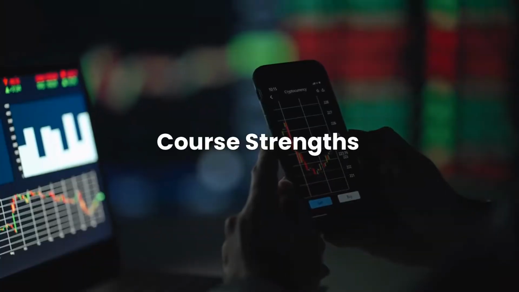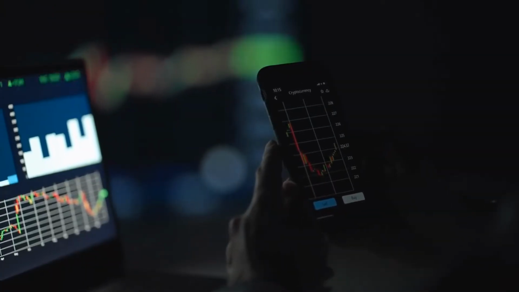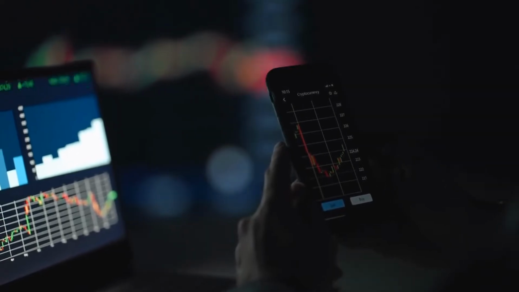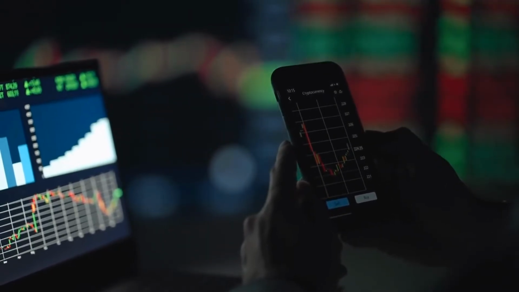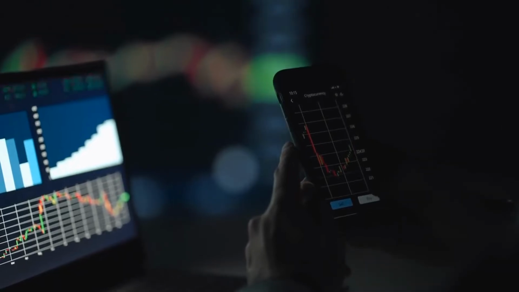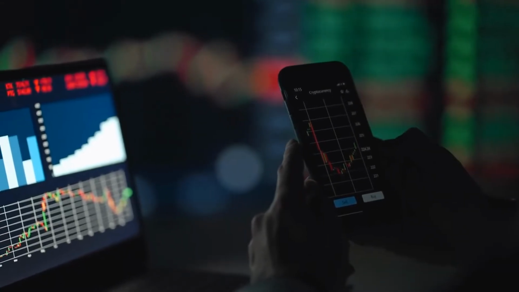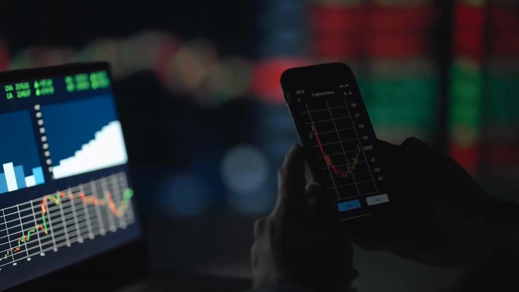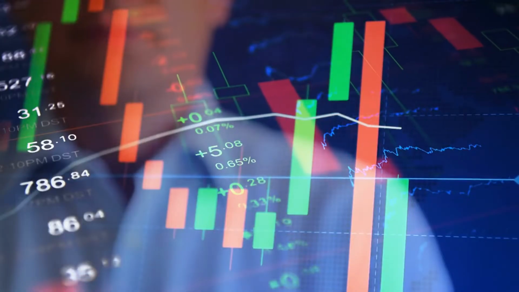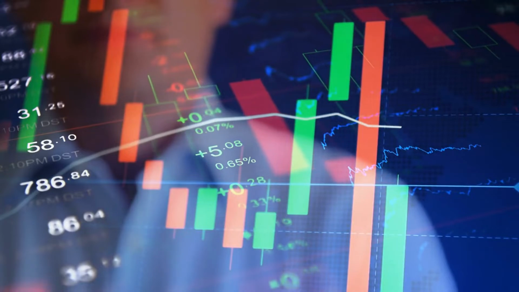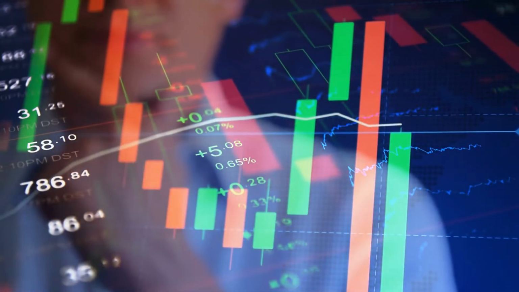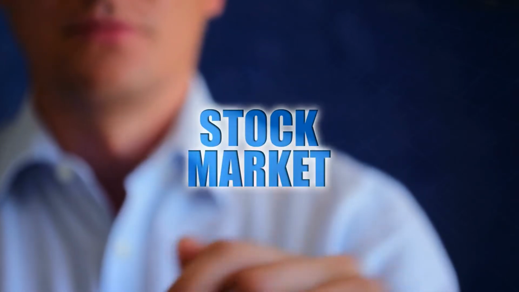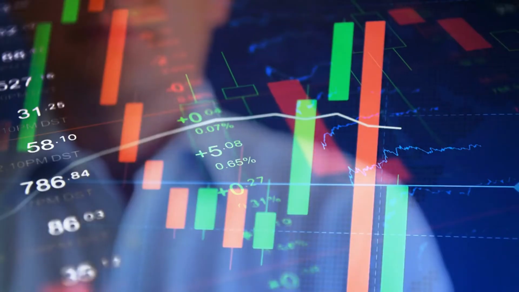The course strengths. One of the course's standout features is its emphasis on practical application. The instructor doesn't just provide theoretical knowledge, but guides you through real-world scenarios, helping you develop the confidence to apply what you've learned immediately. The course's holistic approach, combining technical analysis, portfolio management, and diversification strategies, ensures that you're well-equipped to navigate the complexities of the stock market.